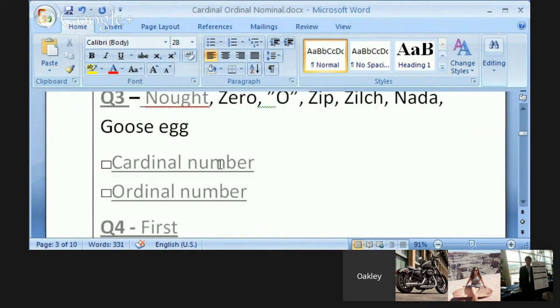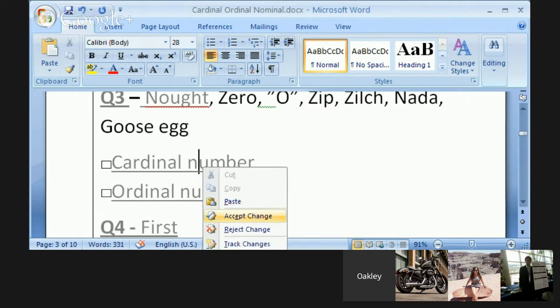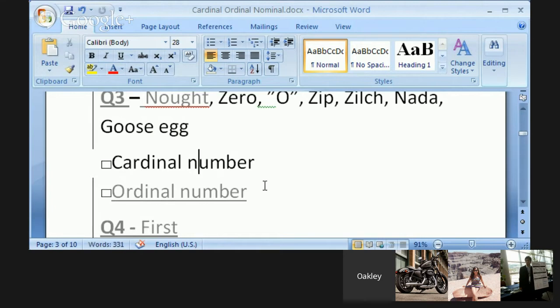So, Carolina, what kind of number is 0? Cardinal? It is. It is counting. So it's a cardinal number. Zip, zilch, nada, goose egg.